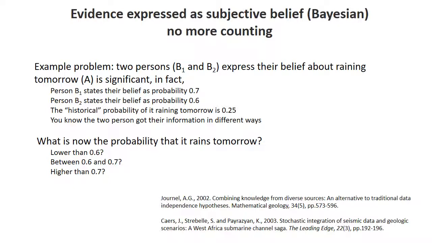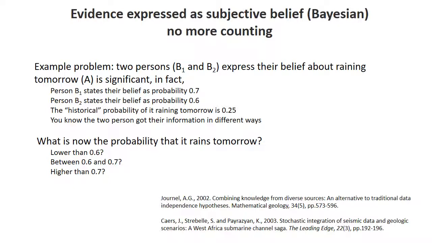So here's a simple example problem of that. Suppose two persons, call them B1 and B2, express their belief about it raining tomorrow. So person one believes that the probability is 0.7. Suppose this person one is a meteorologist. Person two states that their belief is 0.6. Suppose this is an atmospheric scientist. And historically, we know that, and this will be the counting, the probability of rain tomorrow is 0.25. And so, of course, we know that these two persons got their information in different ways.